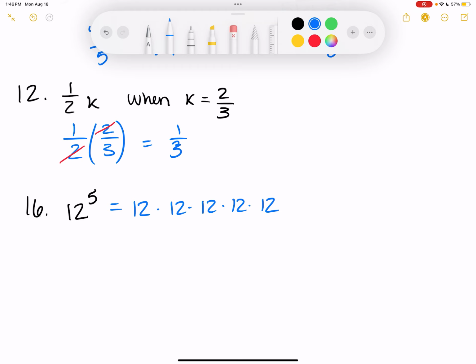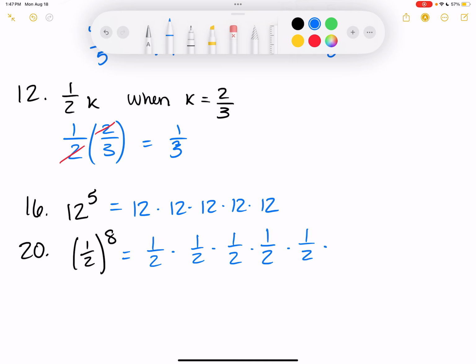Okay, back to our regular scheduled programming. How about if I have this one? 1/2 raised to the 8th. What do I need to do with this one? 1/2 times 1/2 times 1/2 times 1/2, and so on and so forth. So you're basically just writing 1/2 8 times. I'm already losing count. What is that, 6?